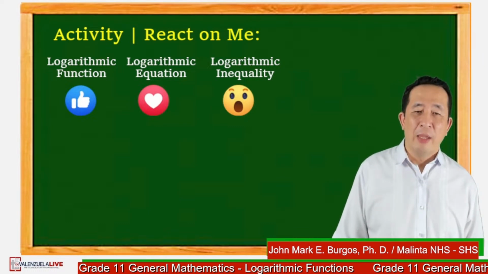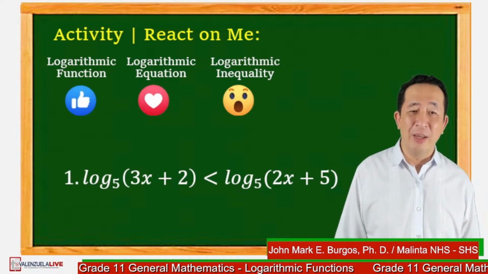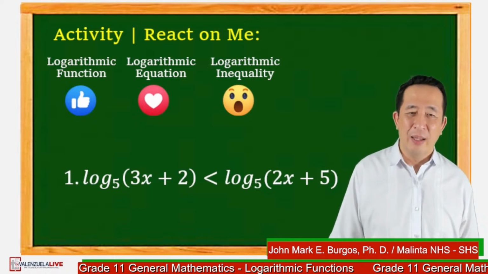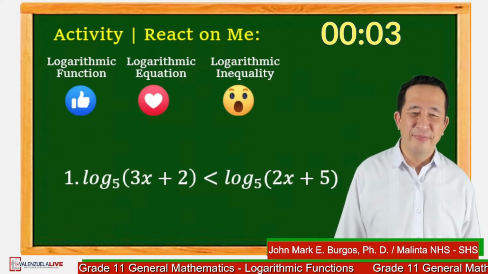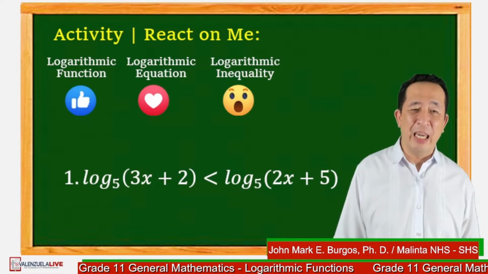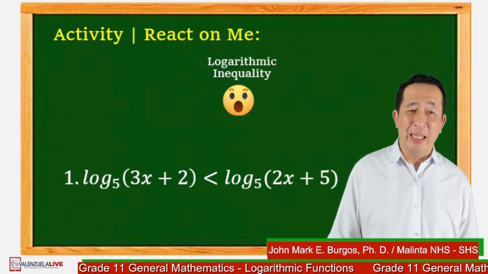Number 1, the logarithm of 3x plus 2 with base 5 is less than the logarithm of 2x plus 5 with base 5. You have 5 seconds to identify the question. Start. All right. The answer is a wow reaction. You are correct. It is logarithmic inequality.